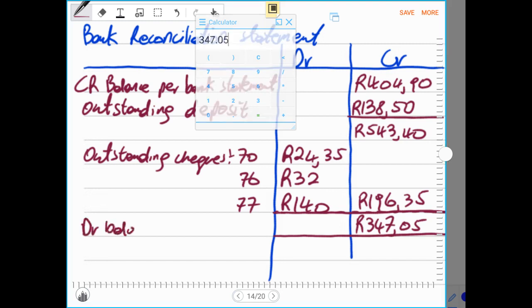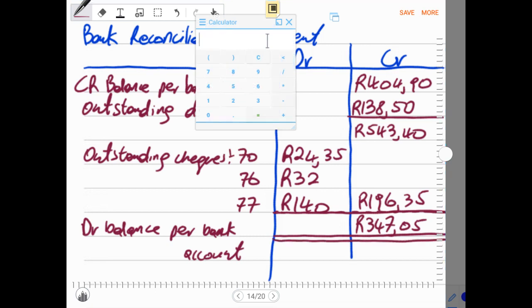Debit balance per bank account. So now this debit balance must be exactly the same as that which appeared in the bank account. Let us go and check.